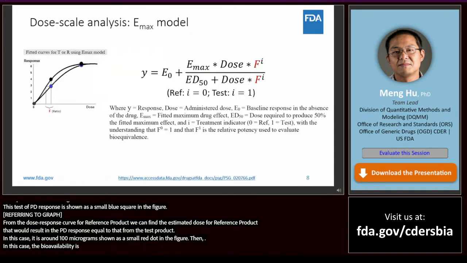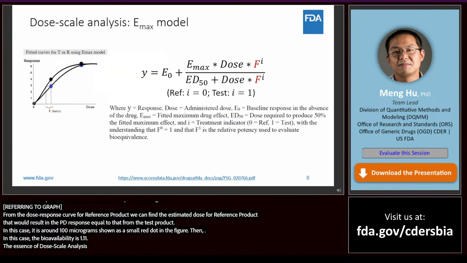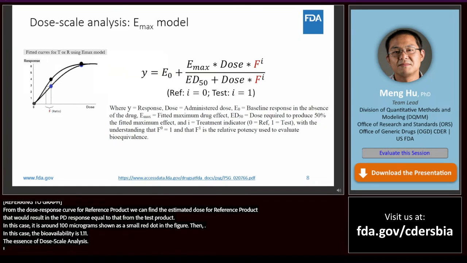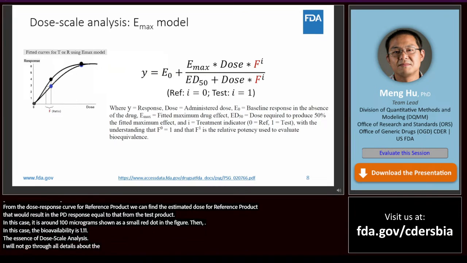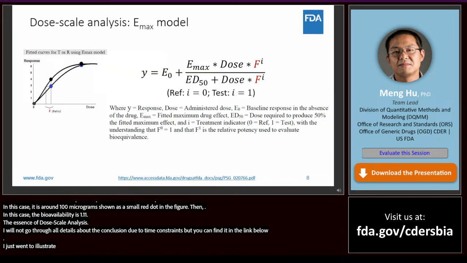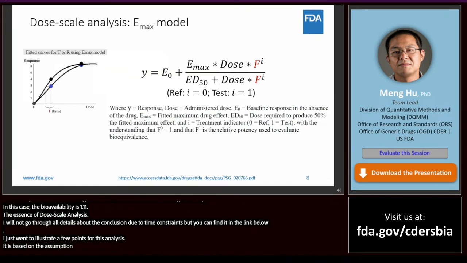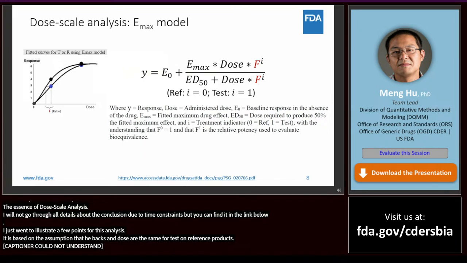The essence of dose scale analysis is the Emax model fitting. Due to the time limit, I will not go through all the details about this equation. The detailed information can be found in the link below. Here, I just want to emphasize a few points for this analysis. This model is based on the assumption that both E0 and Emax are the same for the test and reference products. Second, when applying the nonlinear mixed effect model, the fixed effects are E0, Emax, ED50, and F, and the between subject random effect should be specified for the parameters such as E0 and Emax, and the residual error random effect should be included as well.